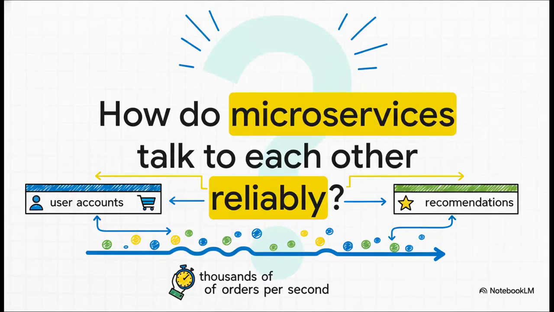So first, let's set the scene a little bit. Modern apps are often built as a bunch of smaller, independent services. You might have one that handles user accounts, another for processing orders, a third for sending emails. But how in the world do they all coordinate? How does the orders service tell the shipping service that a new package is ready to go, especially when you might be dealing with thousands of orders every single second?